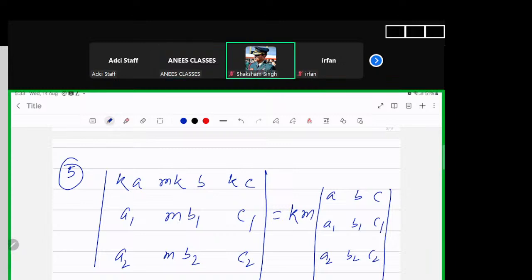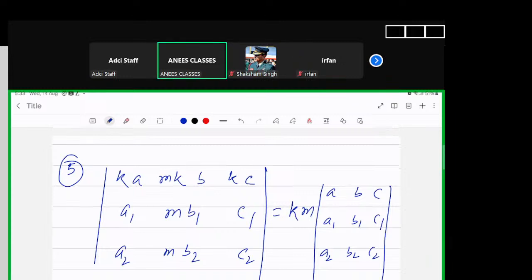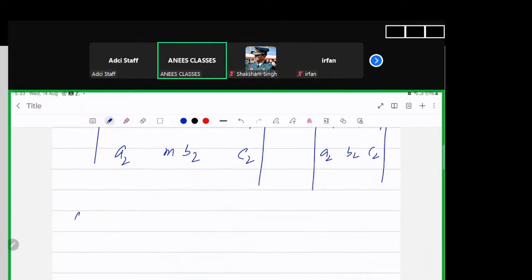That means we can take common factors from any one row or any one column, or we can multiply any common value to any one row or any one column. Understood? Saksham? Yes. The fifth case is done.